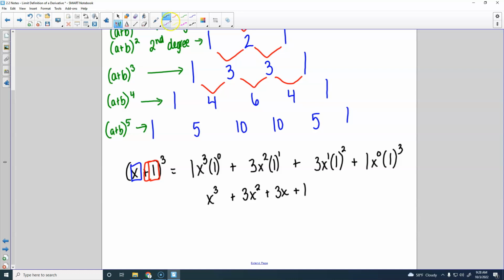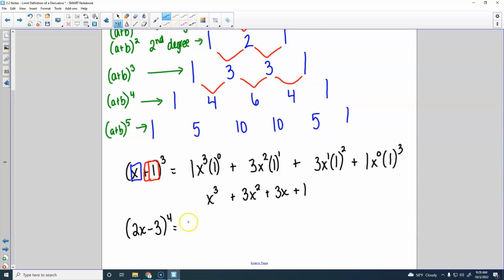All right, so let's do one that's harder. Let's do this one. 2x minus 3 to the fourth power. So think about what you would have to do this without using the shortcut. You would have to write 2x minus 3 4 times, right? And then you would have to multiply like each set together and then multiply those two together. It would take a long time and it would have a lot of room for error. The shortcut makes it a little quicker on this.